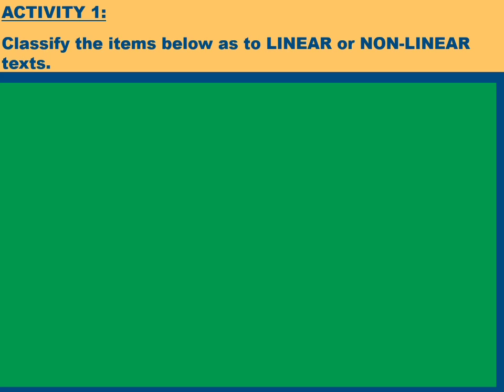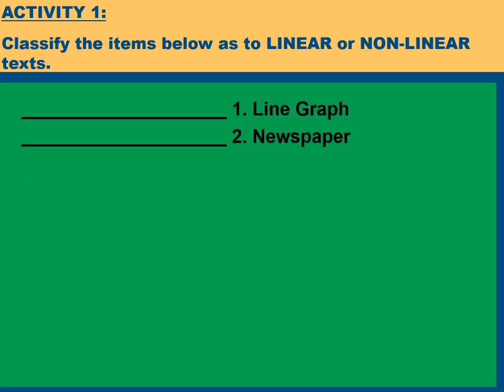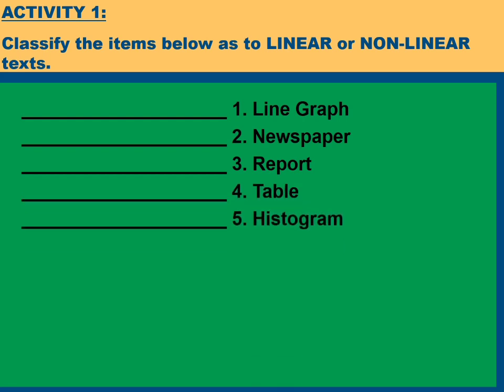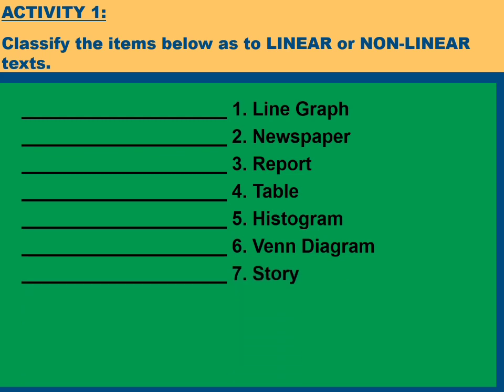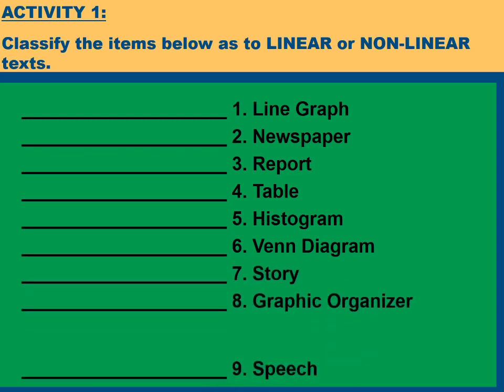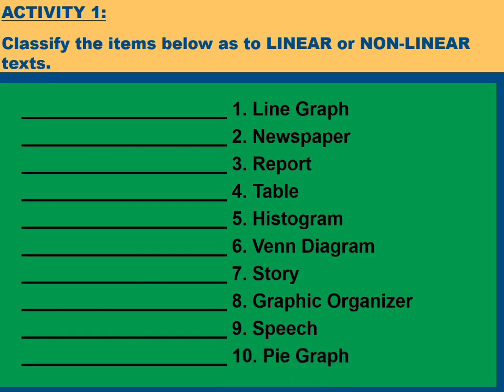Before we further discuss linear and non-linear text, let us first test your prior knowledge regarding the types of linear and non-linear text through Activity 1. Classify the items below as to linear or non-linear text. 1. Line graph. 2. Newspaper. 3. Report. 4. Table. 5. Histogram. 6. Venn diagram. 7. Story. 8. Graphic organizer. 9. Speech. And 10. Pie graph.